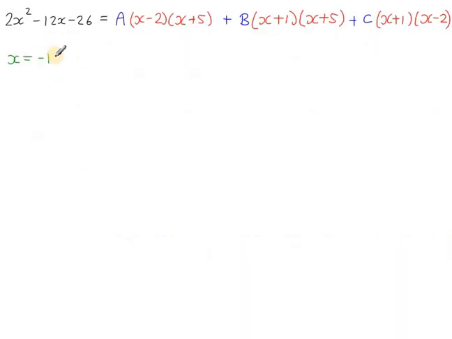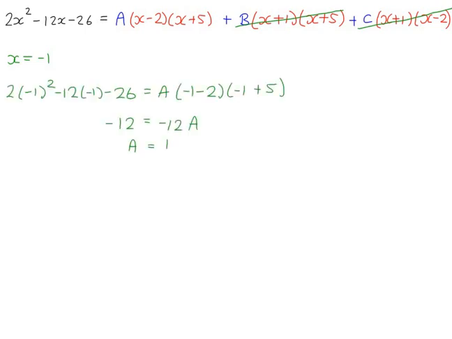If we substitute in x equals minus 1, everywhere where it says x, just substitute in x equals minus 1. So on the right hand side of this equation we have x plus 1, so that becomes 0, which means all of this becomes 0. If we put in x equals minus 1 here, that factor becomes 0 times all the other bits, also becomes 0. So we're just left with this part. So now we substitute in x equals minus 1 into here and work out the value of A. So we get A is equal to 1.